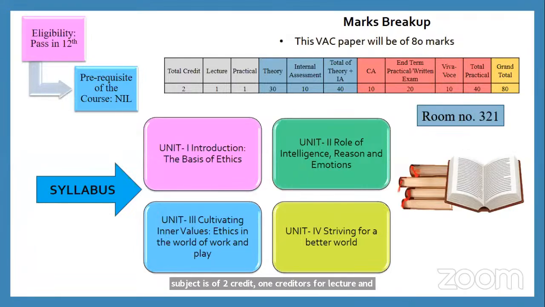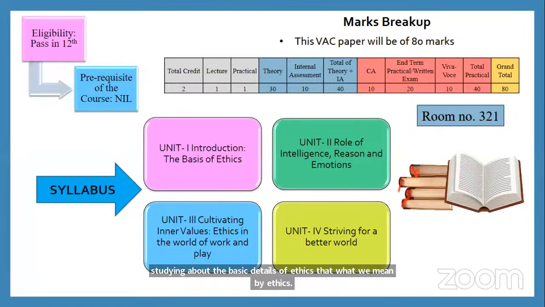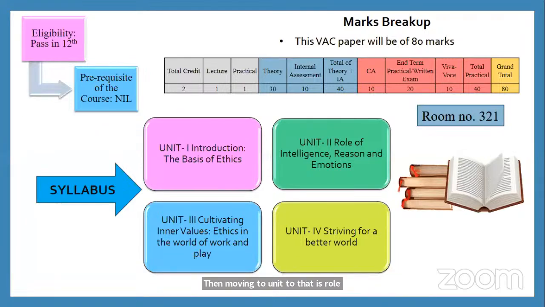Everyone fulfills the minimum eligibility of this course, and there is no pre-requirement, which means any student belonging to any stream can go for this course. Moving ahead to the syllabus, we have 4 units. Unit 1 is the basic introduction, where we'll be studying the basic details of ethics, that is, what we mean by ethics. Unit 2 is the role of intelligence, reasons and emotions, where we are going to study how to use our emotions and intelligence equally. The third unit is about cultivating inner values, where we are going to study mindfulness.